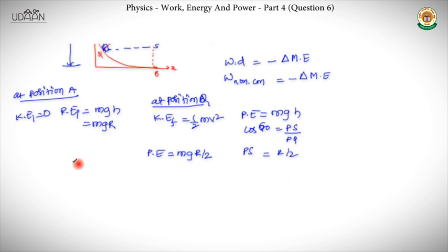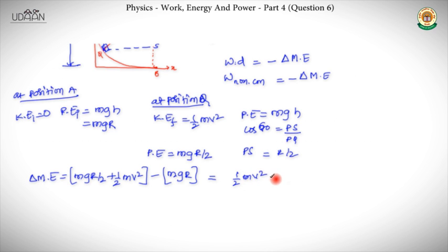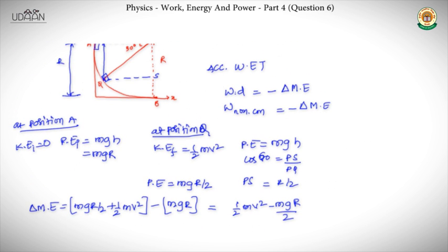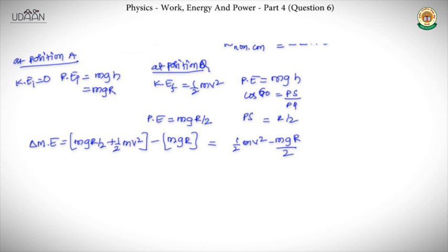Now we take the change in mechanical energy, that is equal to final energy minus initial energy. That is mg R by 2 plus half mv square, this is final energy, minus initial energy, which gives half mv square minus mgR by 2. As we discussed, work done by the non-conservative force is equal to negative change of mechanical energy. So this will be equal to minus 150. So we get minus 150 is equal to minus mgR by 2 plus half mv square.